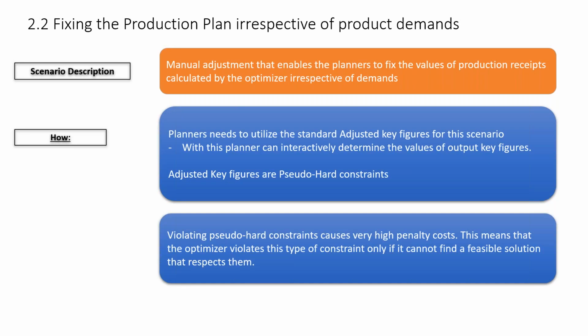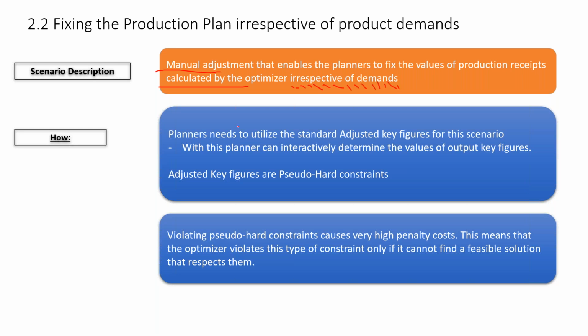Why do we fix it? Sometimes the planner has more information. Sometimes he thinks that this week I will do just an absolute value of 10,000. I'll keep an absolute value of 10,000. The system has to give me a production plan accordingly after 10,000. The system also has to give a transportation plan based on my production of 10,000. So in those scenarios, we use fixing the production plan. It is a manual adjustment that enables the planner to fix the values of production receipts calculated by the optimizer irrespective of the demands.